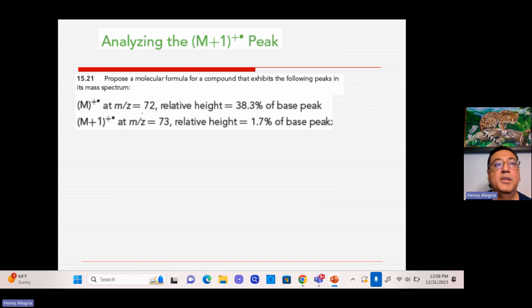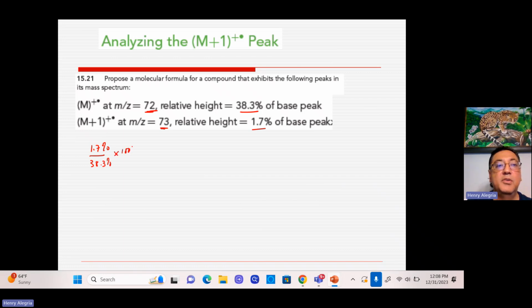Here, the molecular ion is 73, the M plus 1 is 72, and the M plus 1 is 73. So they tell us the relative height of the molecular ion is 38.3. The relative height of the M plus 1 peak is 1.7. First thing we want to do is find what is 1.7 as a percentage of 38.3.